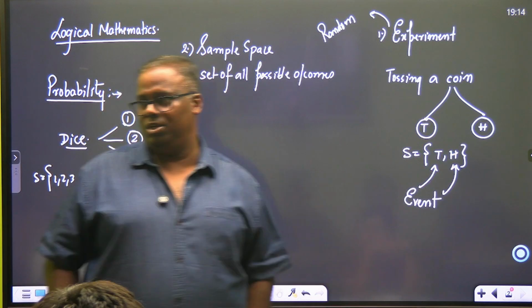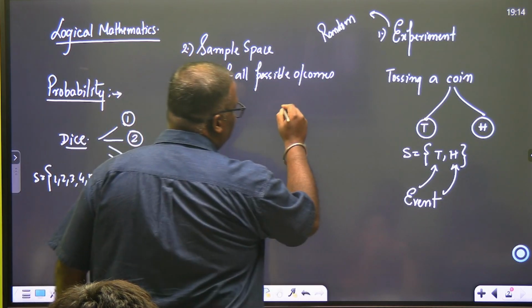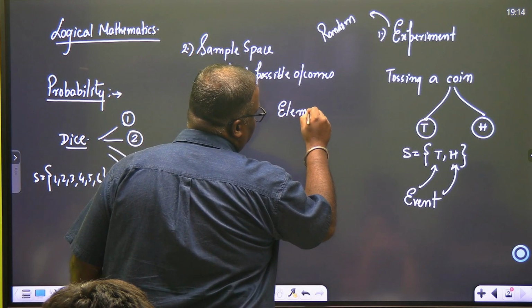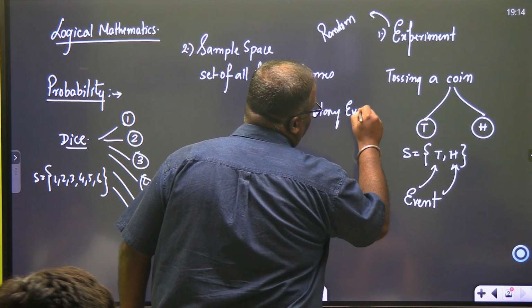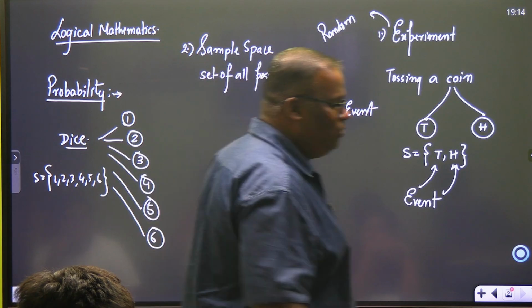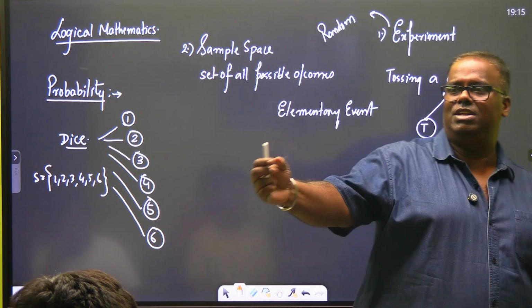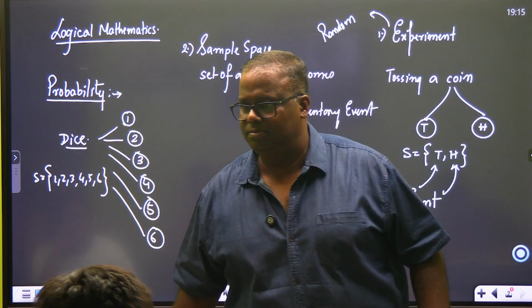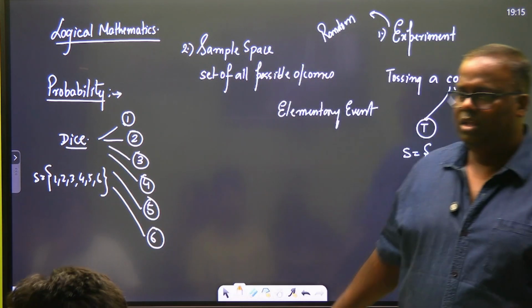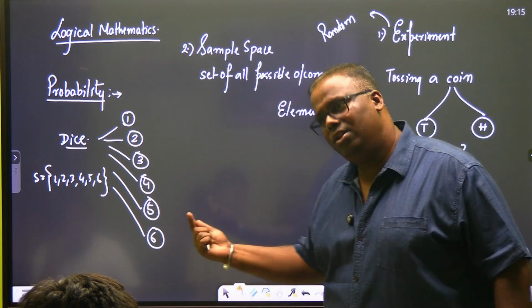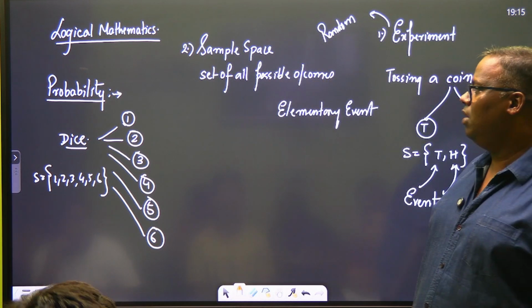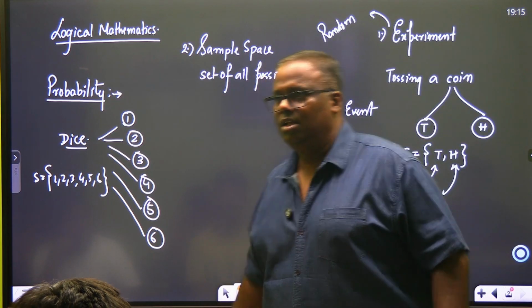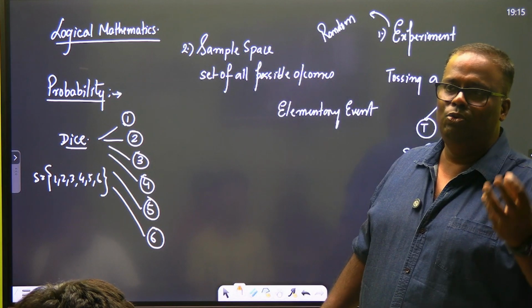Okay? Another word that will come in this is elementary events. Elementary event. And in your grade 10, you will be doing all elementary events. Elementary events are events with a single outcome. Single outcome. Head will be head, tail will be tail, 1 can only be 1. Understood? Okay.